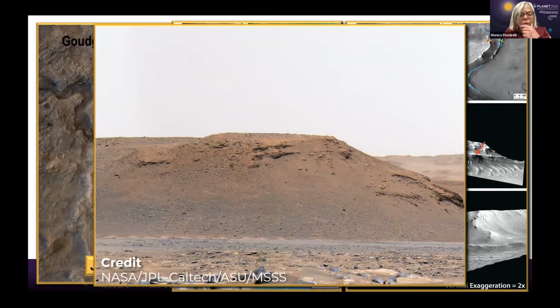And this is one of the first images taken from Perseverance. We will hopefully know much more about this. We will hopefully have ground truth in a while.